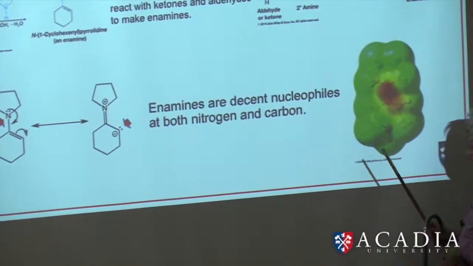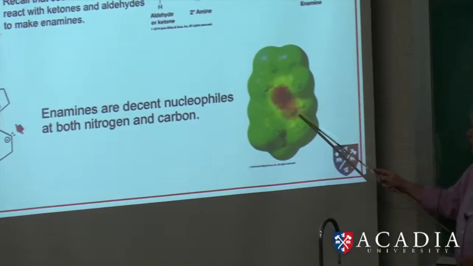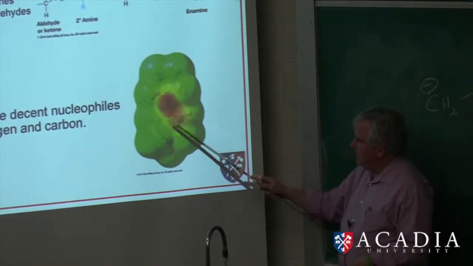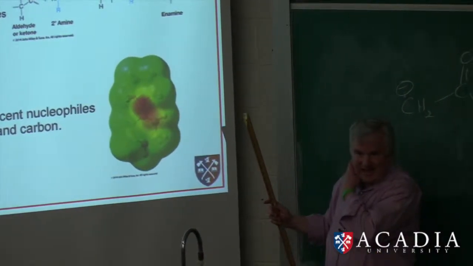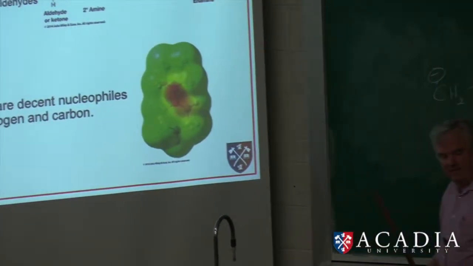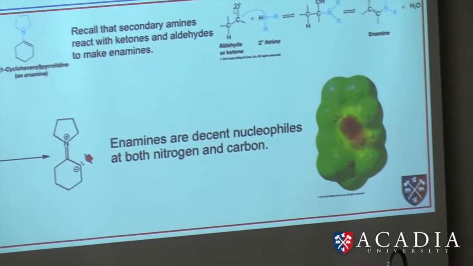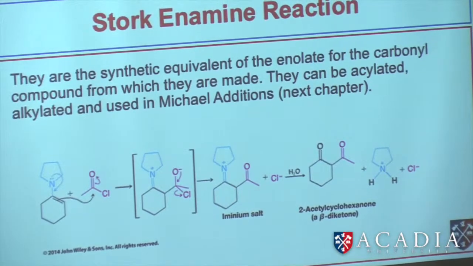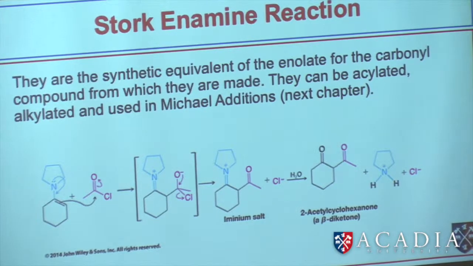And if we look at the electrostatic potential map, we see that we have a lot of negative charge density on both the nitrogen and the carbon. So this thing can be nucleophilic in those two positions. And we can take advantage of that. This is not as nucleophilic as an enolate anion, but it reacts much like an enolate anion.